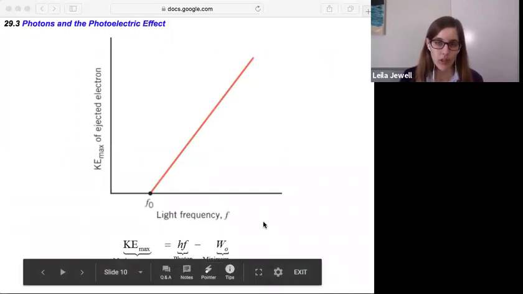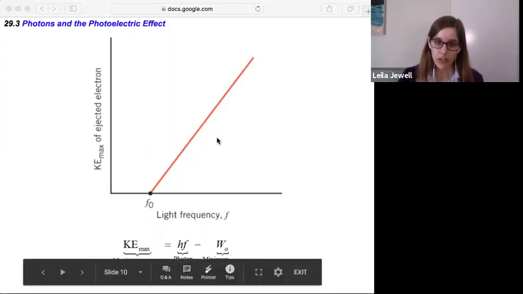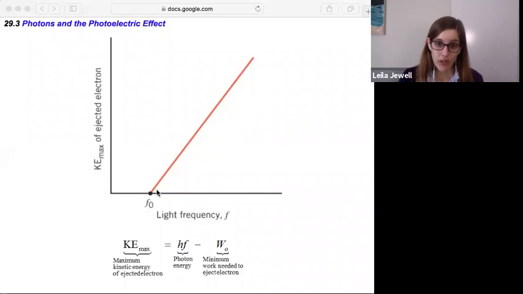So if we rearrange the equation that we saw on the last slide, we can solve for KE max, the maximum kinetic energy, and we find that it's equal to the photon energy, hf, minus the work function, W0. What does this mean? As we increase the frequency, there's a linear relationship here where the slope of this line is going to be Planck's constant, h. But we can also go down to the intersection point here where the kinetic energy is 0.